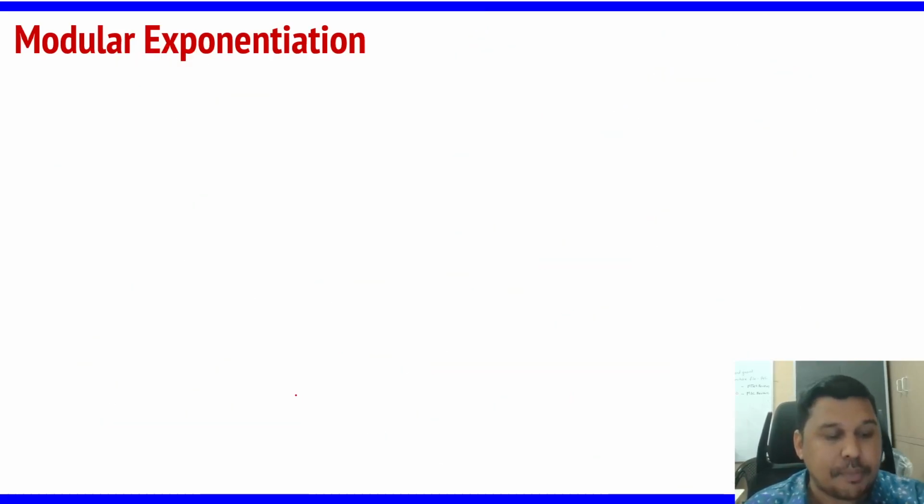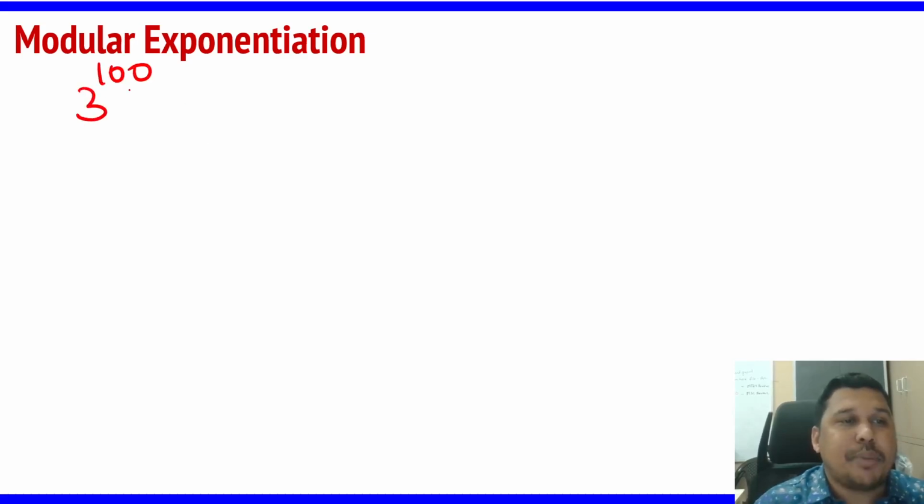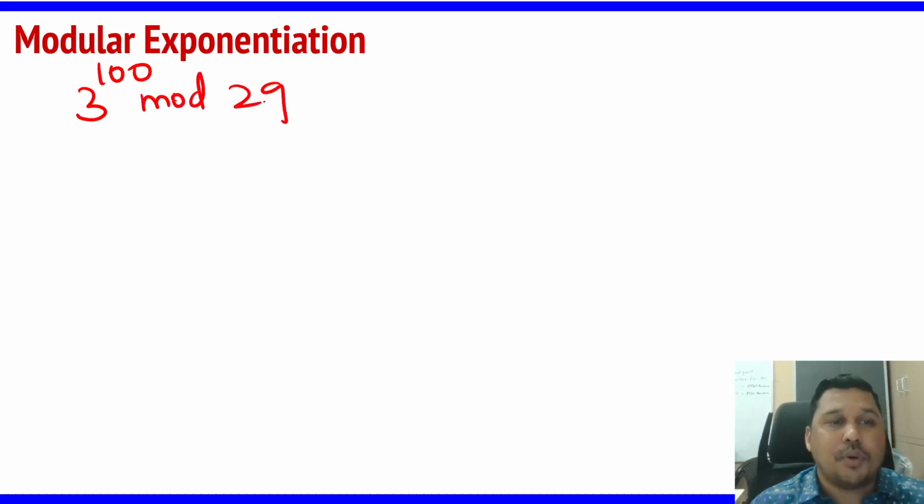Let's take another example here. Let me take 3 power 100 mod 29. What do we have to do? 3 power 100 is a large thing. I have to simplify it.